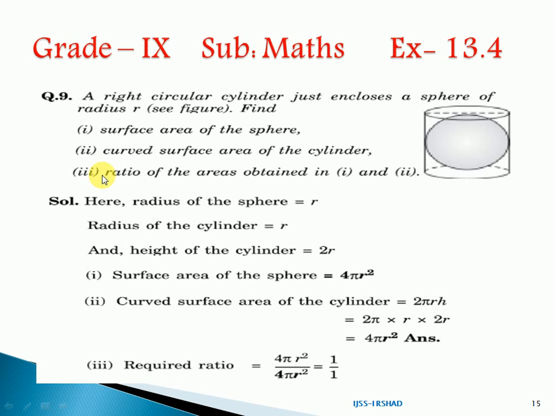And question number 3, the ratio of the areas obtained in question number 1 and 2. So both are the same, 4 pi r square, 4 pi r square. So the required ratio is equal to area of 1 over area of 2. We can cut the numerator and denominator and we will get 1 by 1. That we can also write as 1 is to 1. So this was the end of this exercise.